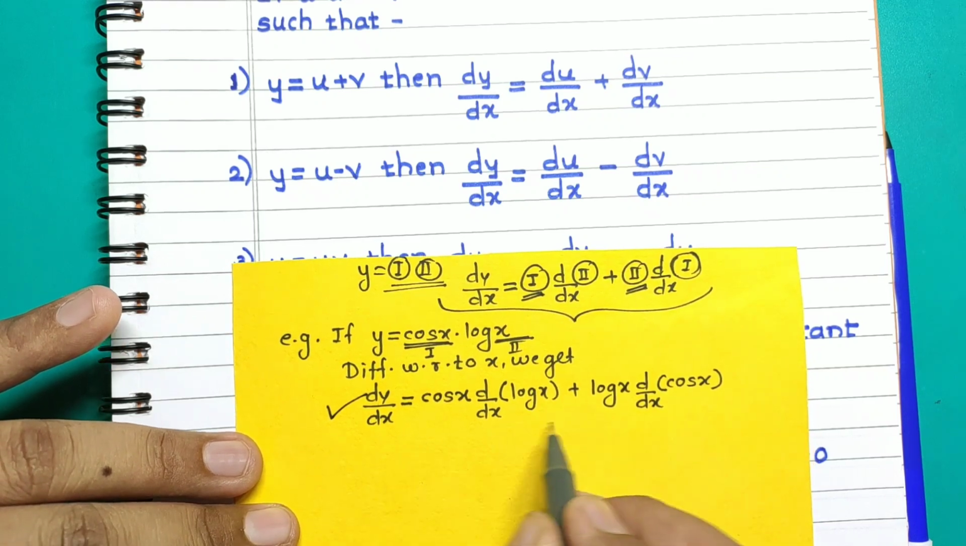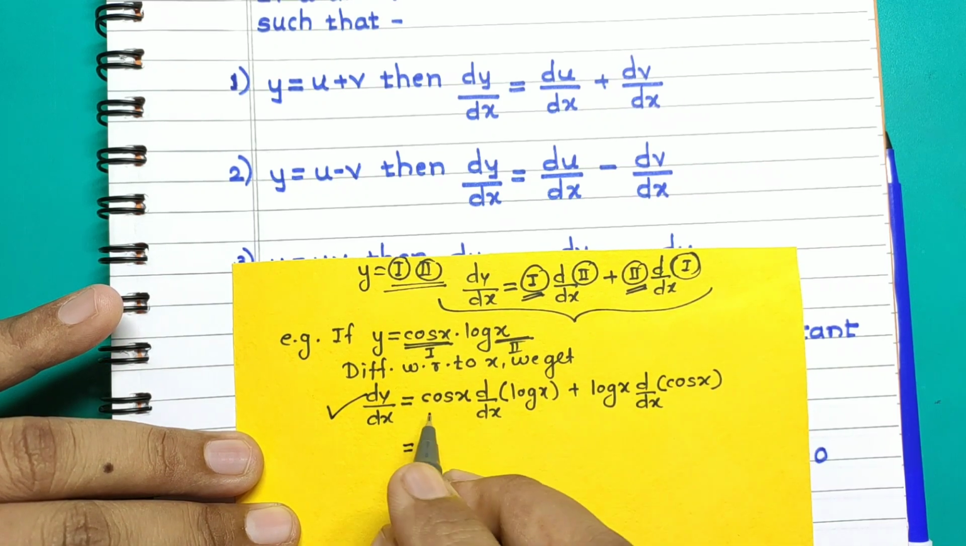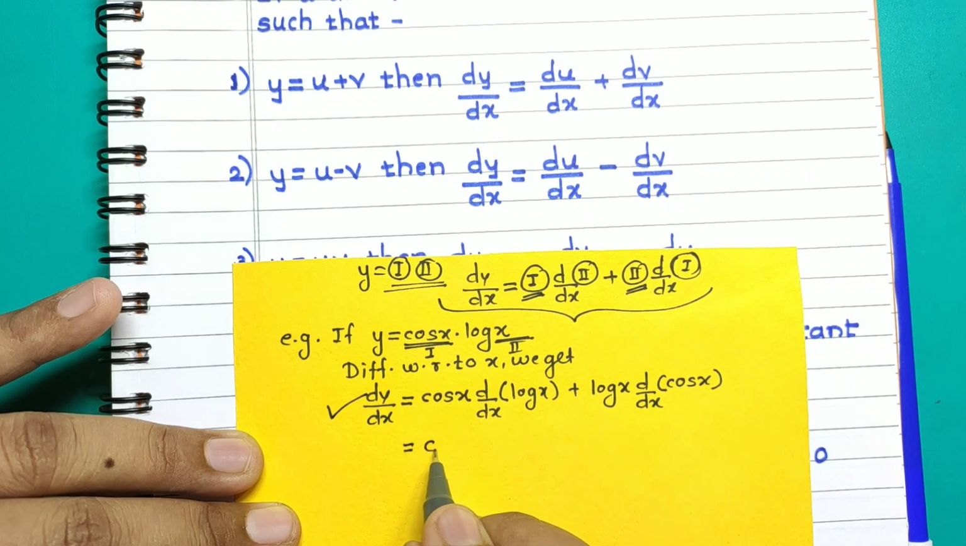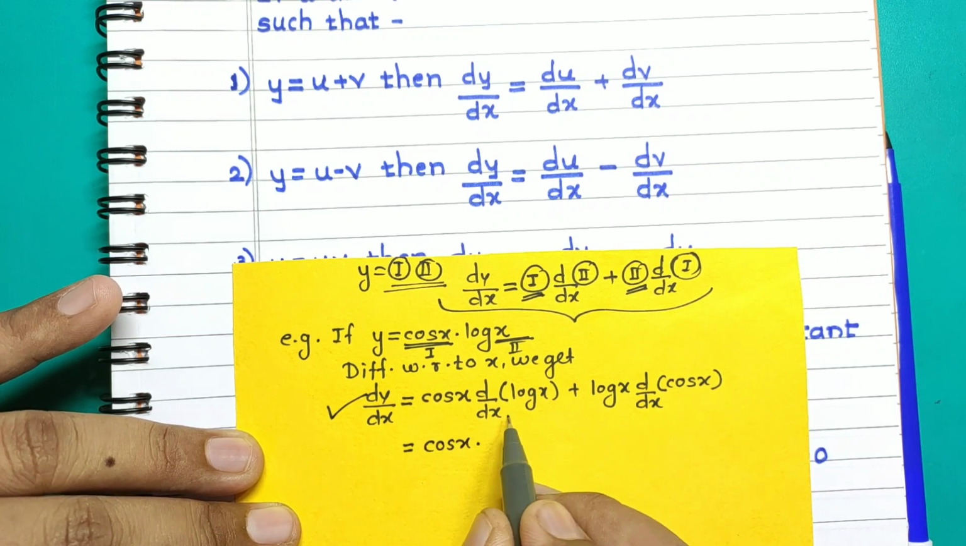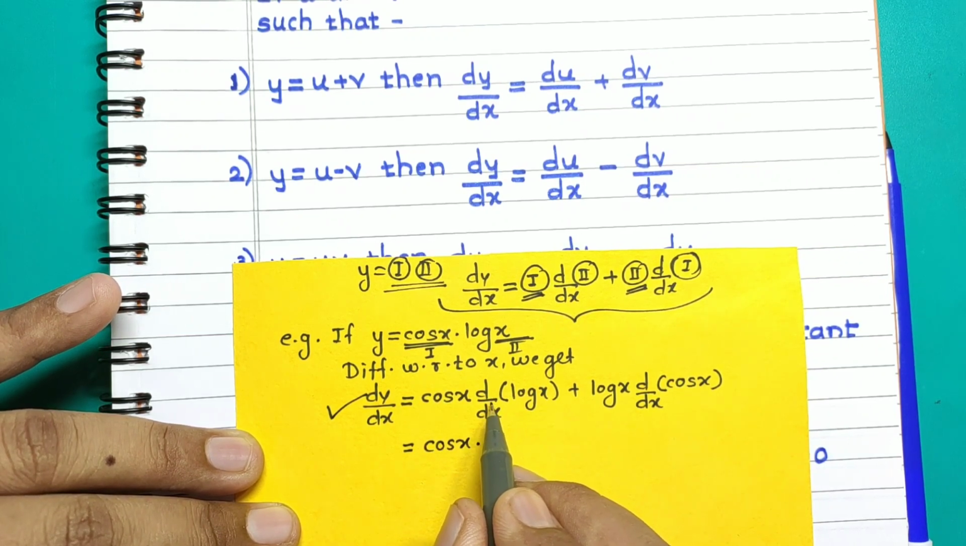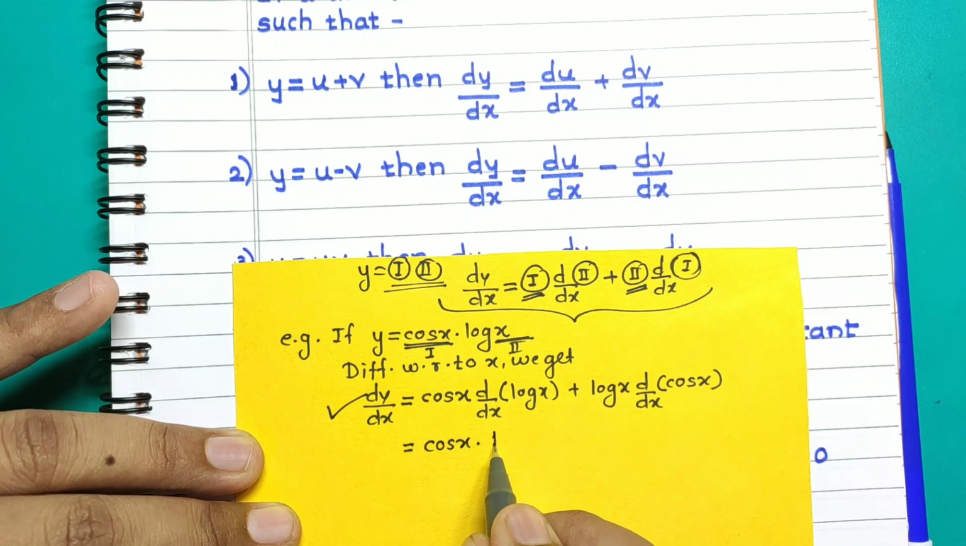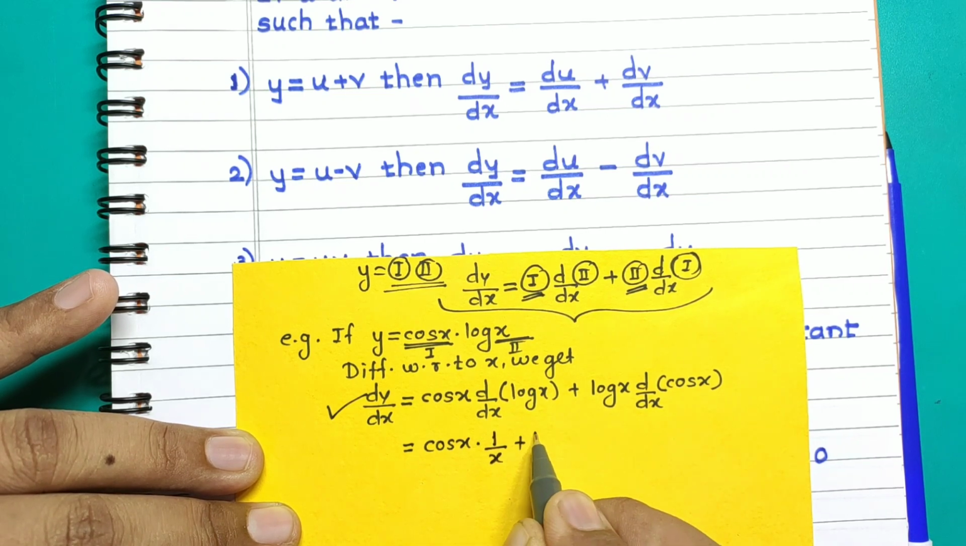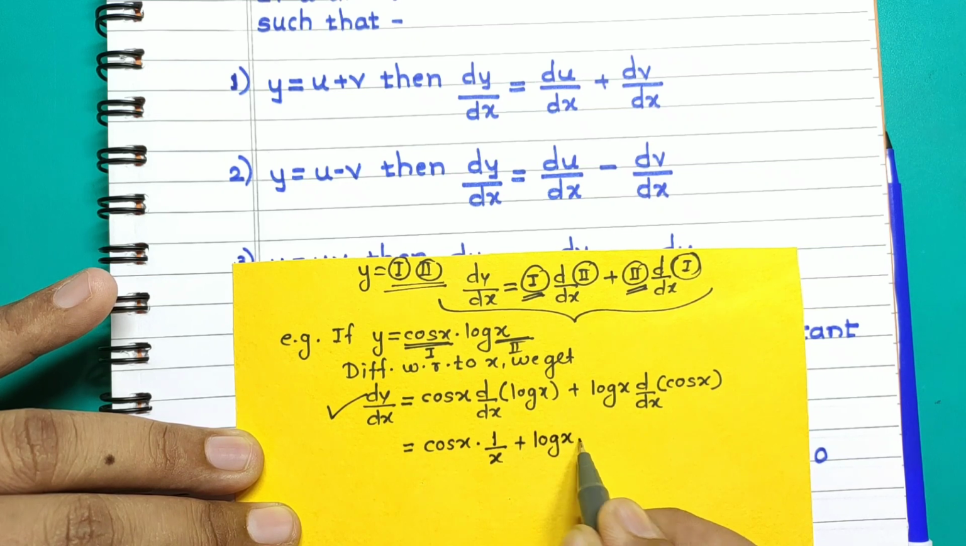Now let's evaluate the derivatives in the next step. So the first term cos x as it is into, this is in standard form, we have the derivative of log x as 1 upon x, plus log x as it is.